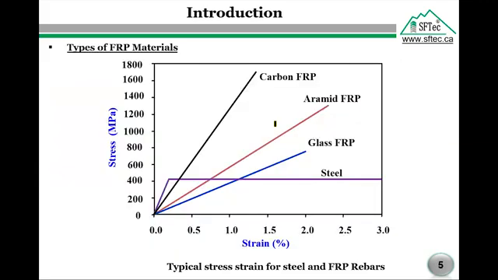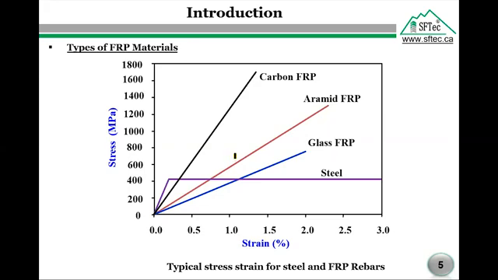So, what are the types of FRP bars? In the market, we have four main types of FRP bars: carbon, aramid, glass, and basalt. However, GFRP bars have recently gained wide acceptance as a practical construction material for new constructions due to their cost effectiveness compared to other types of FRP bars. As we see here in this slide, the typical stress-strain curve for steel and FRP bars.